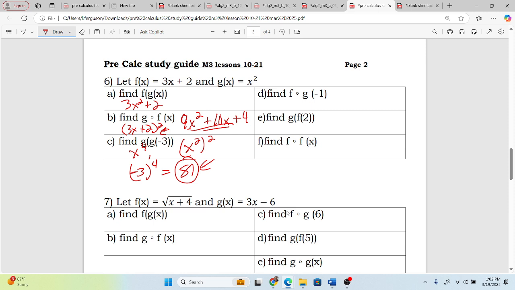Anybody got any questions? All right, I'm going to finish these last couple, and then I'm going to stop the recording. So next, I got f of g of -1. So g of x is x squared, so that's going to be g of -1. g of -1 is -1 to the second power, which is +1. So now I've got f of +1. So I'm just going to have 3 plus 2 or 5. So that's how that's going to work. First, I plug the -1 into x squared. Then I take the answer of that and plug it into f.